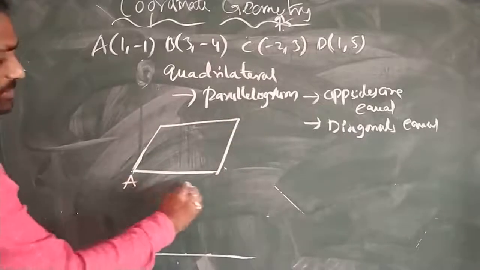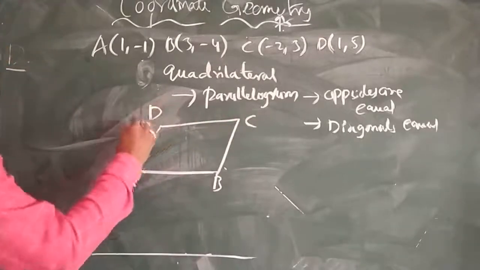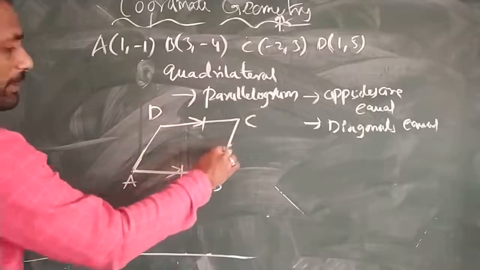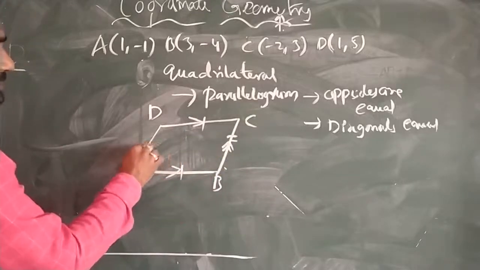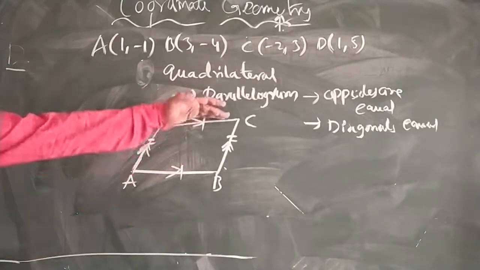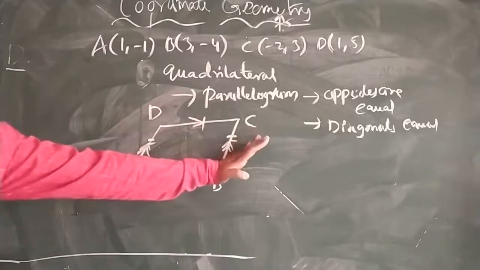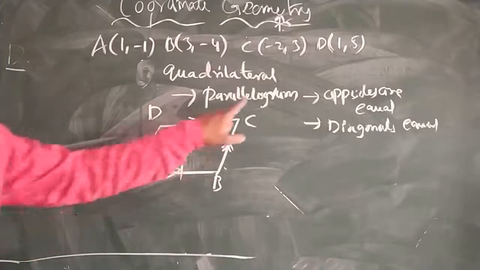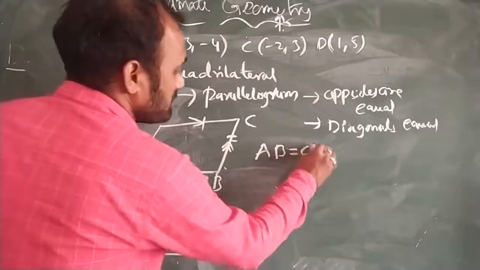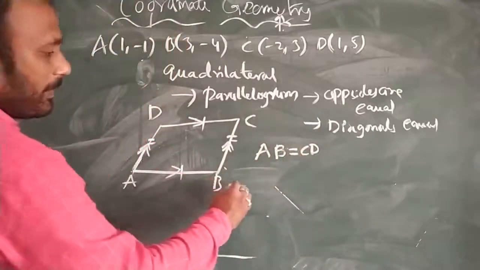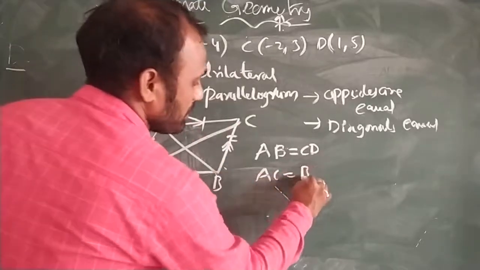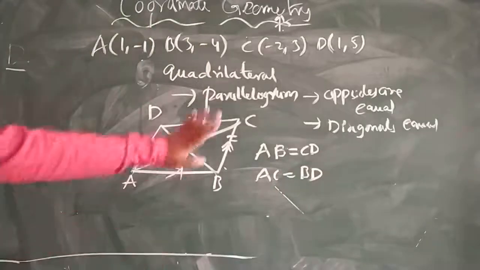So, this is A, B, C, D, a parallelogram, in which the definition of the parallelogram is that two pairs of opposite sides are parallel and equal. So, AB is equal to CD, AB is parallel to CD, BC is equal to DA, BC is parallel to DA. So, opposite sides must be equal. So, AB distance and CD distance should be equal, and diagonal AC must be equal to BD. Then I can say that it is a parallelogram.